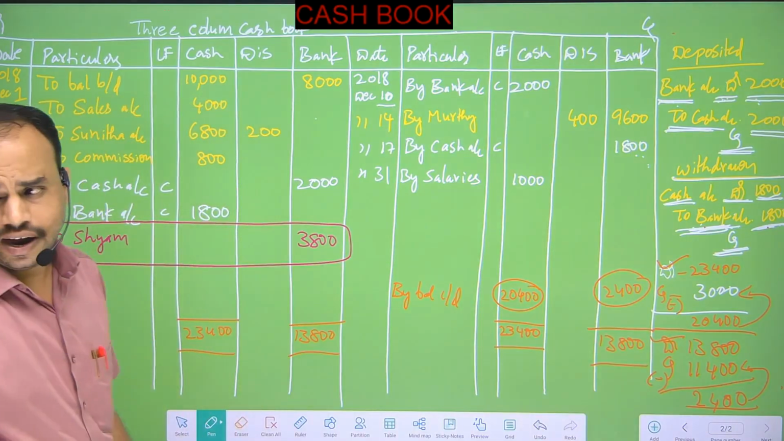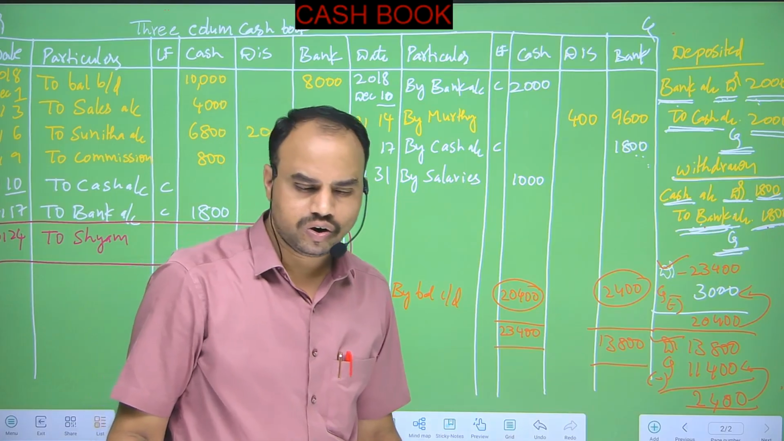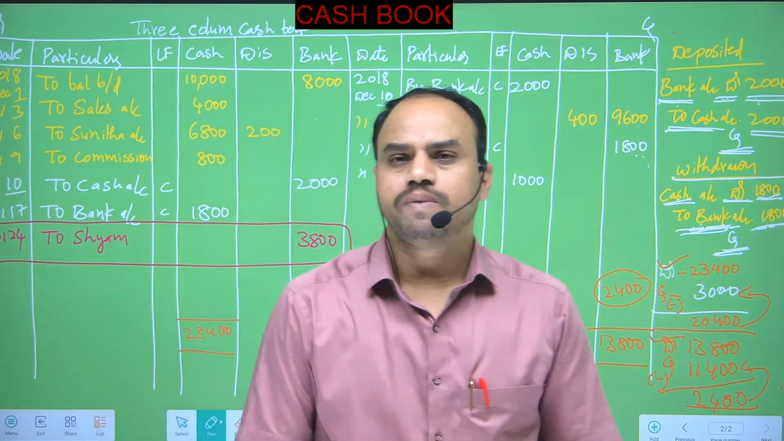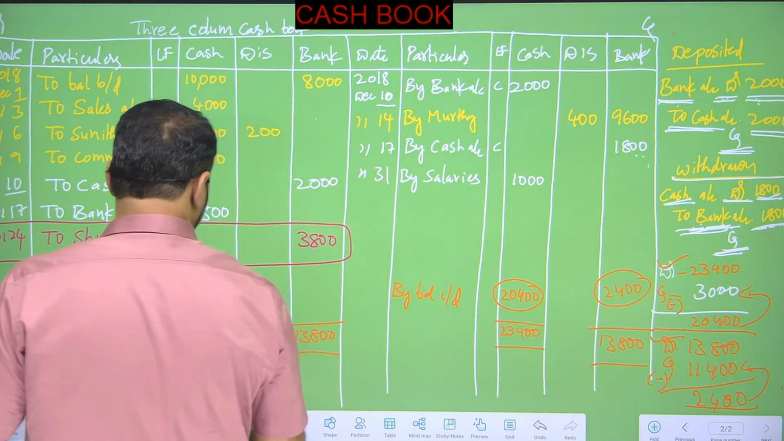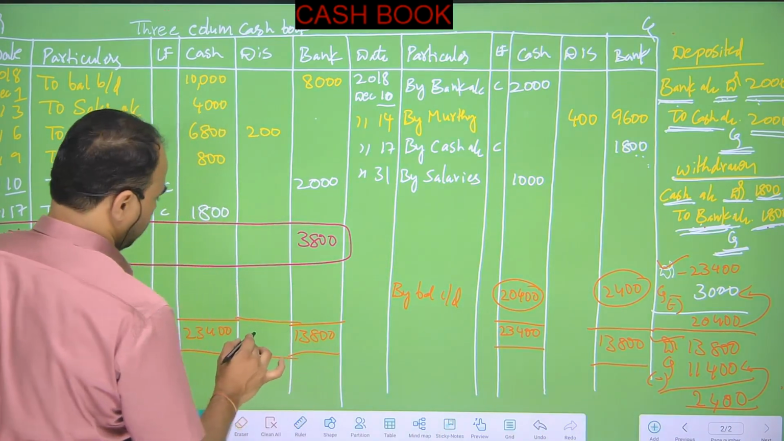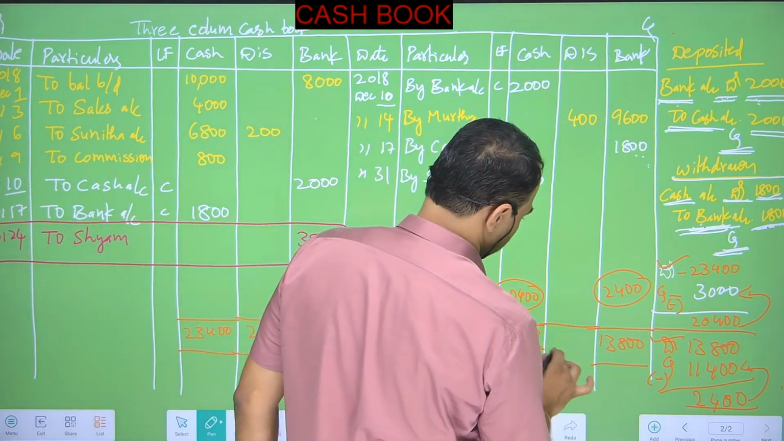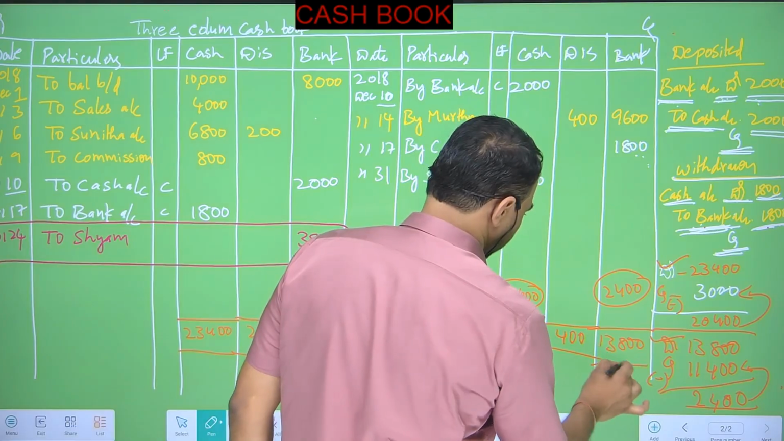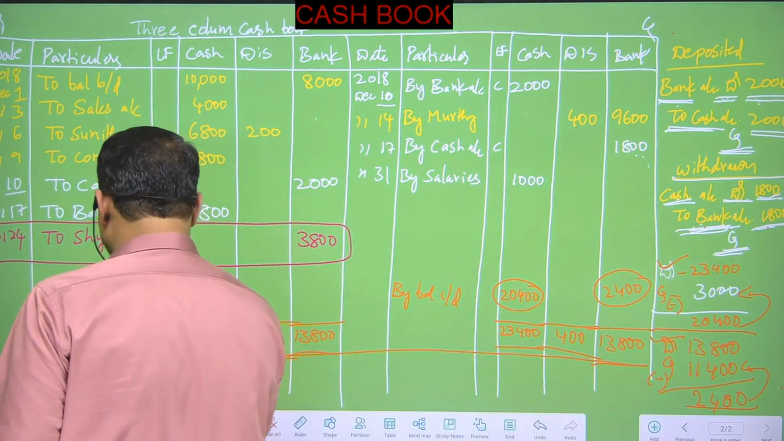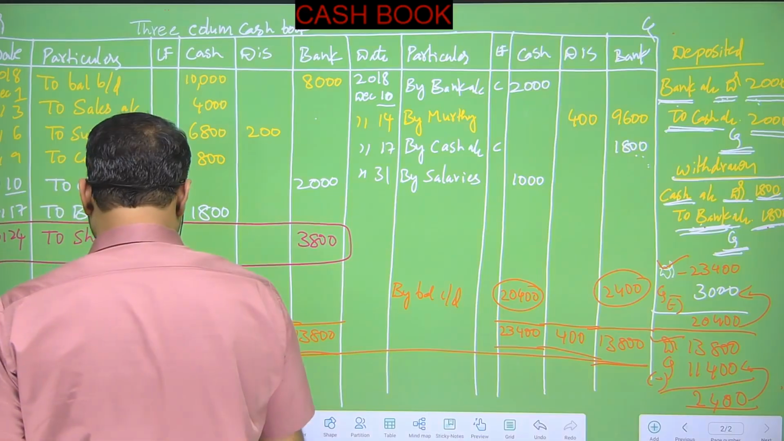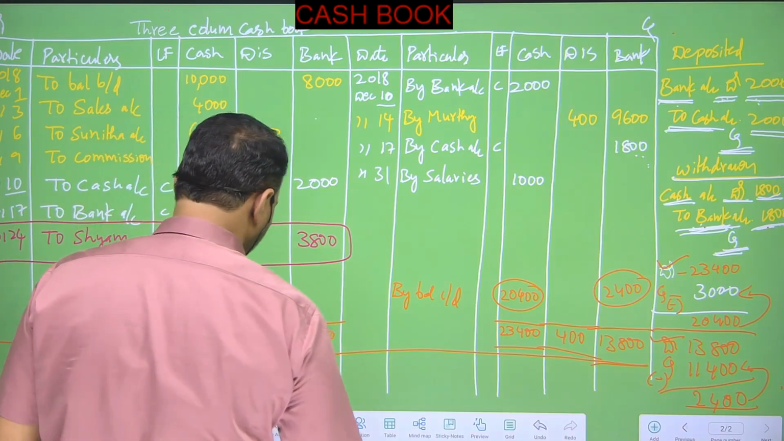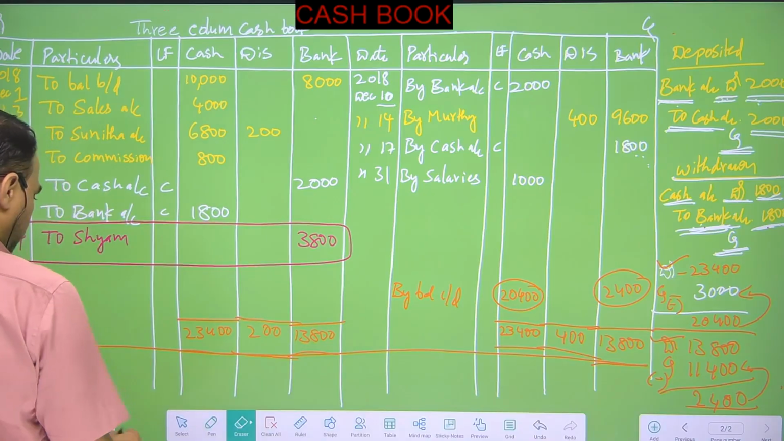For the discount column, as I said in the previous section, in a two-column cash book we will not do balancing, we will just do the total. So how much did we get for the discount column total? 200 here, and here the discount column total is 400. Now the problem is completed.